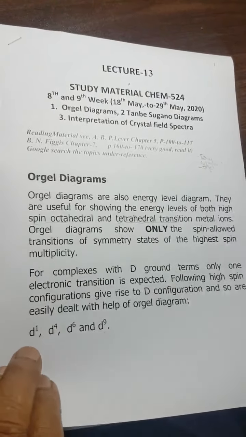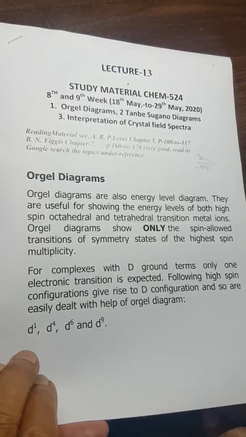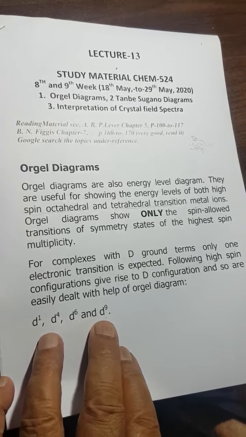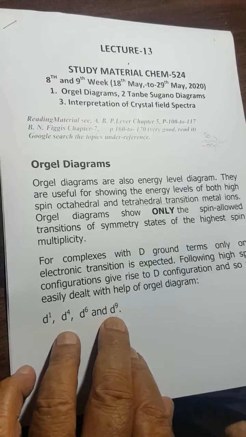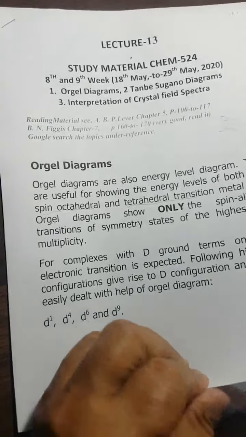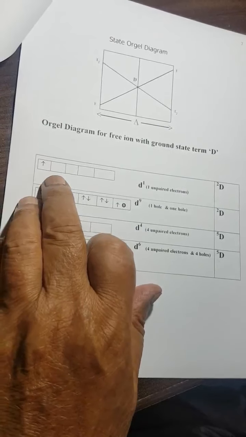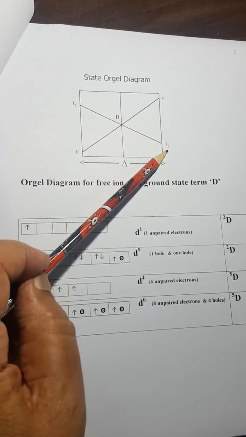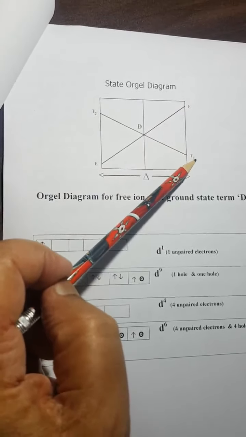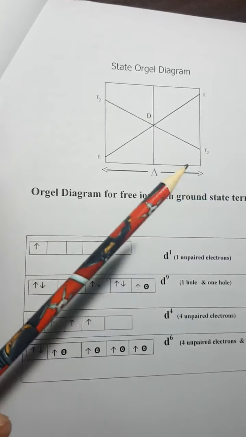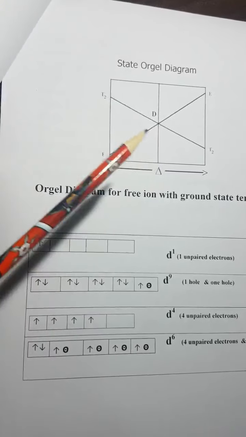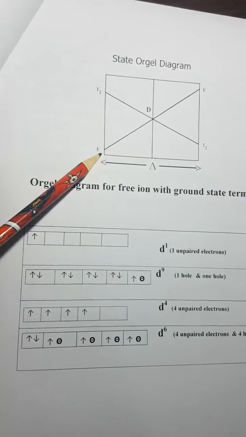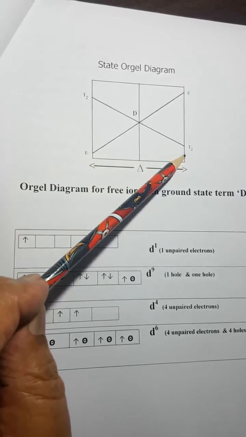And you know very well d1 in octahedral gives T2g and Eg. In the same way d9 also gives T2g and Eg, but they have an inverse relationship. Here is the Orgel diagram, D state, T2 and E. We are not putting g alongside, to make it simpler. On the left hand side you can see this is the ground state, and on the other side E is the ground state. So this is for tetrahedral, this is for octahedral.